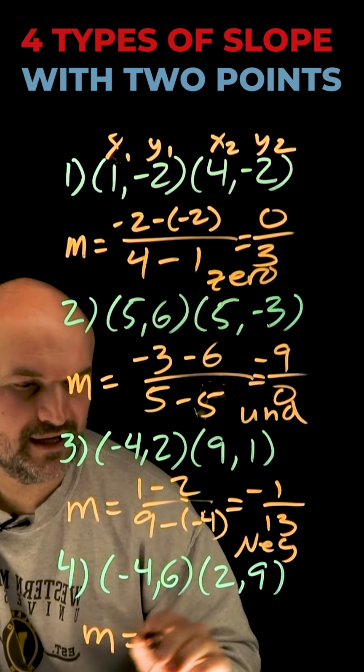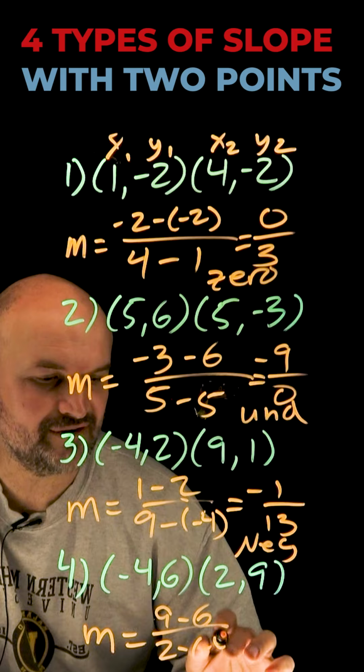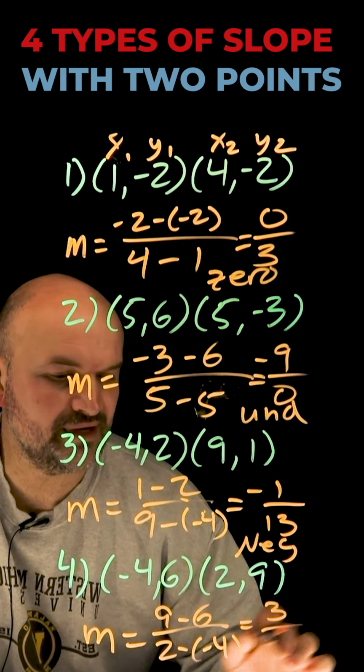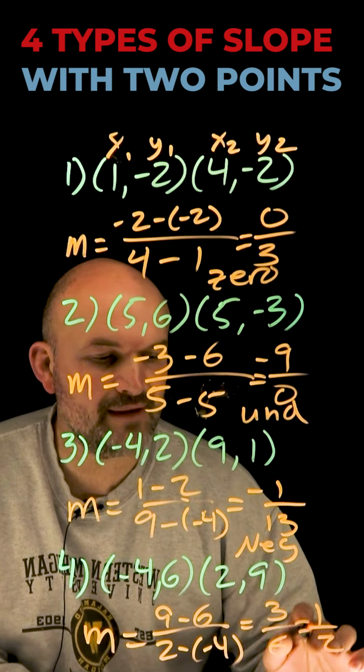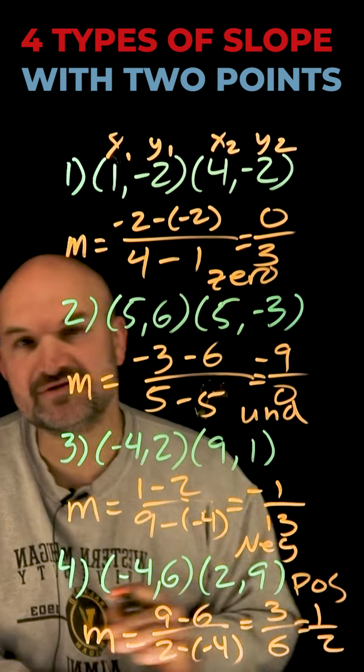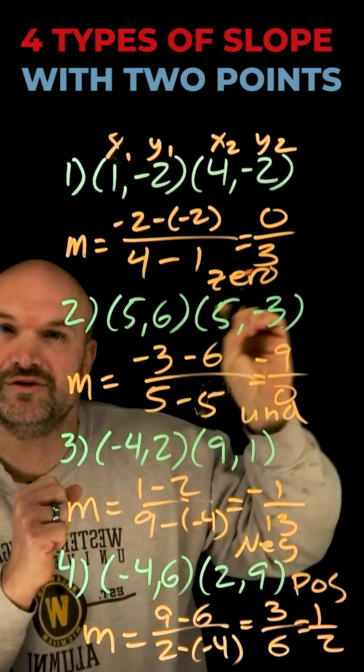On our last example, we're again going to work through this math, 9 minus 6, and then a 2 minus a -4. Notice out here, this is going to give me a 3. This is going to give me a +6. We can reduce that to 1/2, but again, we notice that this is going to give me a positive slope, meaning as my graph goes to the right, these 2 points are going to go up and over to the right.